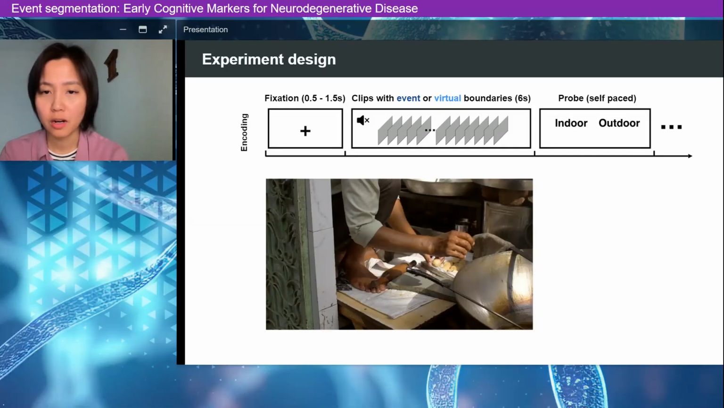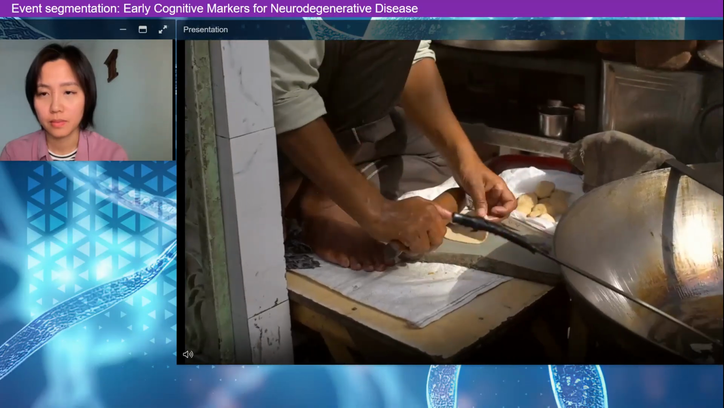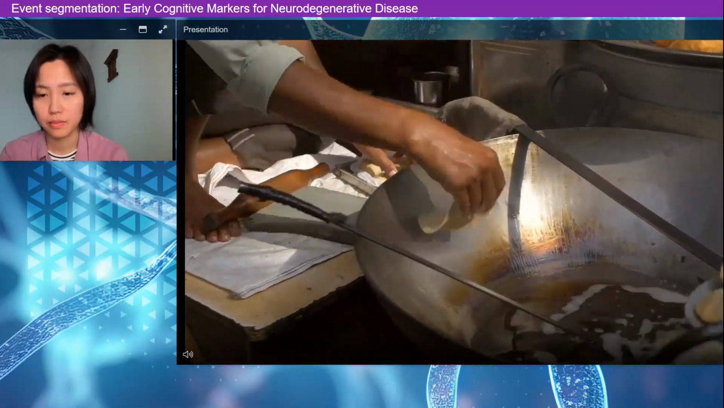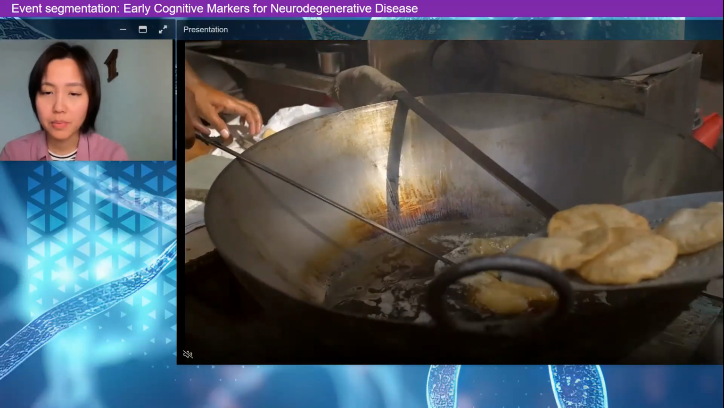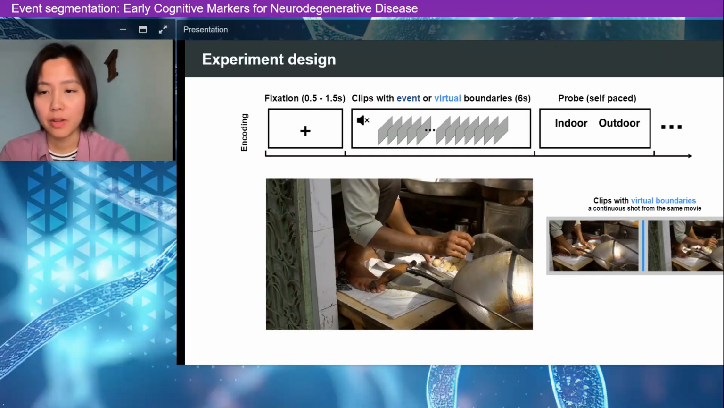The key manipulation here is that we have two different types of clips. The first one, we name clips with virtual boundaries. Here is one example you can see. In these clips, you can clearly see the man preparing the dough first and putting it into the oil to cook. So there are two events. But the event transition wasn't marked by any manual editing. Instead, the clip with a virtual boundary is actually a continuous shot from the same movie.